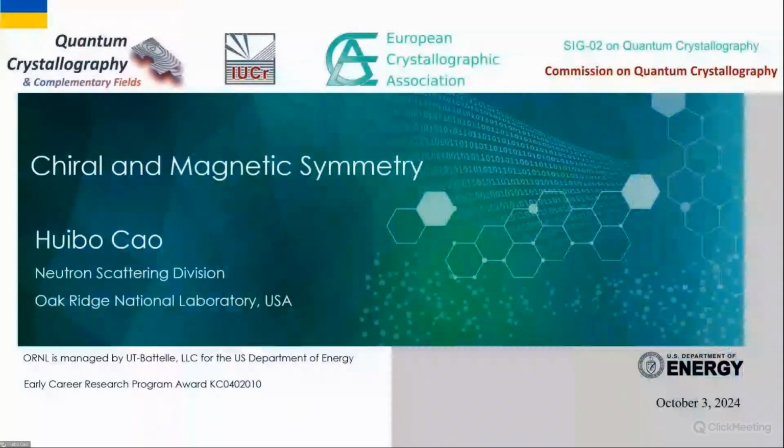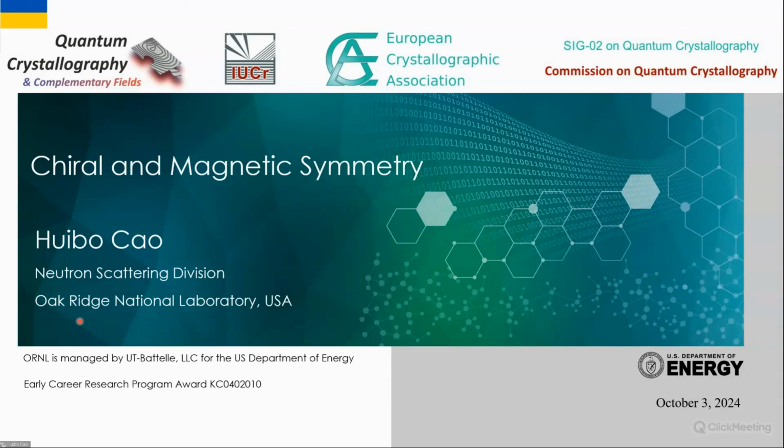Dr. Huibo Cao is a senior staff scientist at the Neutron Scattering Division at Oak Ridge National Laboratory, USA. He earned his PhD in condensed matter physics in 2007 from the Chinese Academy of Sciences, where he studied macroscopic quantum tunneling in single molecule magnets. Dr. Cao continued his research at the Léon Brillouin Laboratory in France, focusing on frustrated magnetism using neutron scattering techniques.